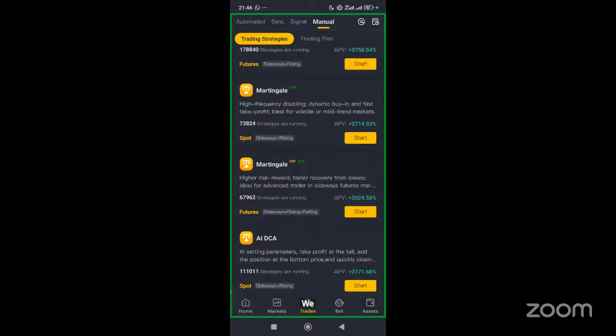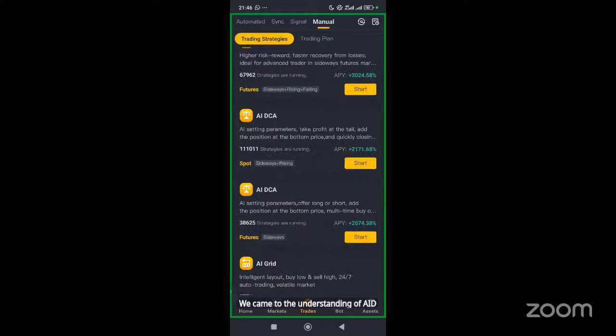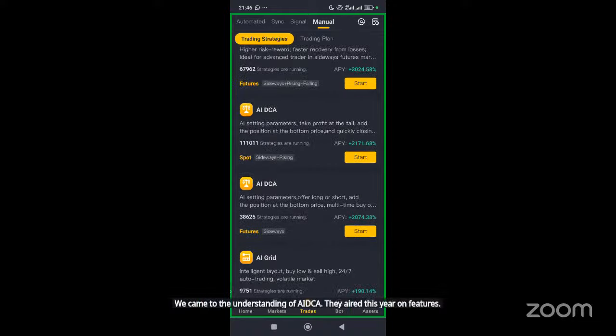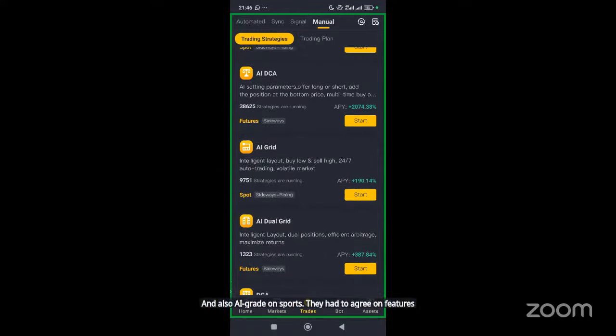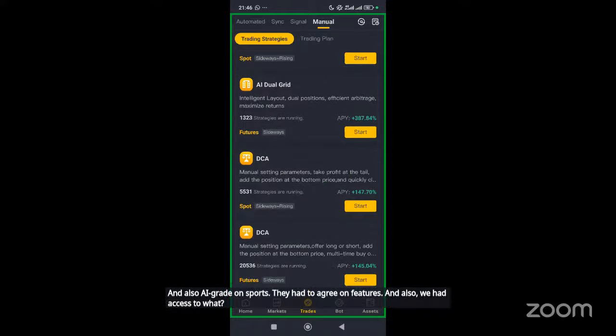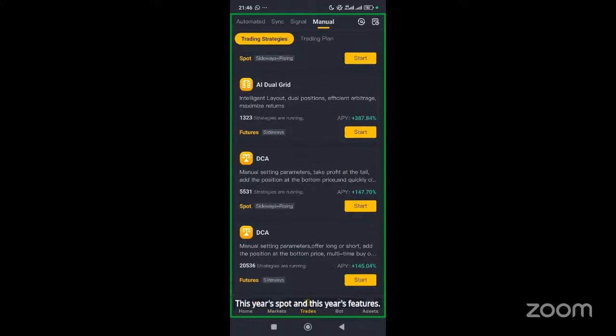We came to the understanding of AIDCA on futures, and also AI Grid on spot, AI Dual Grid on futures, and also we had access to what? DCA spot and DCA futures. And these robots are wonderful robots. We use them, we traded with them, we made a lot of progress. Most of everything we became started from these DCA robots.